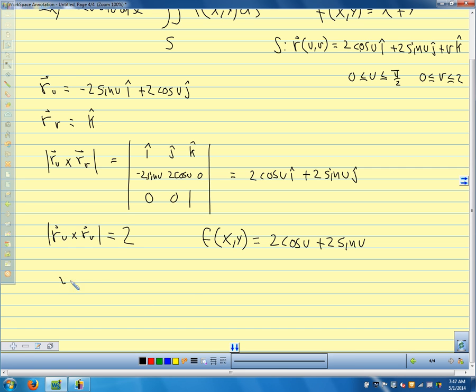So we have the integral from 0 to pi over 2, the integral from 0 to 2 of 2 cosine u plus 2 sine u times 2, and this would be dv du. Nice easy integrals to evaluate, or double integrals, easy to evaluate. When we evaluate this, we end up with 16.